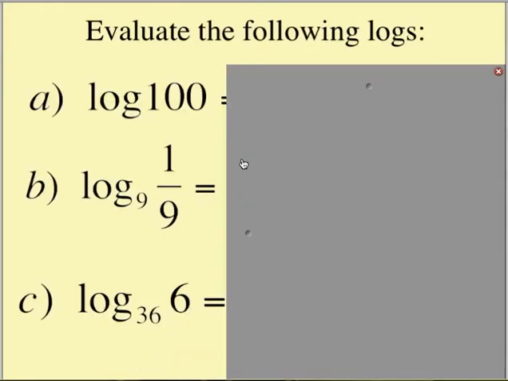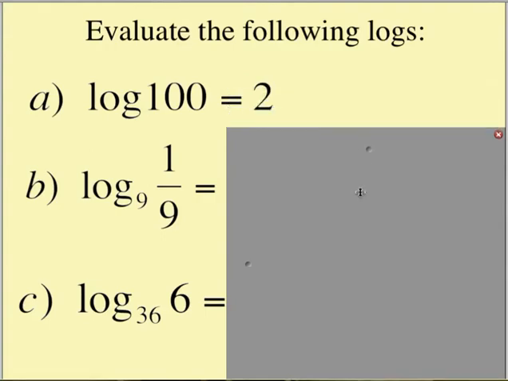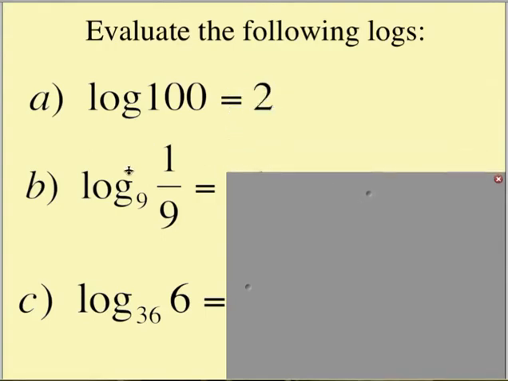So evaluate these three functions. Log base 10 of 100 equals what? Log base 9 of 1/9 equals what? And log base 36 of 6 equals what? So remember to ask yourself, when there isn't a base with a log, that's base 10. That's known as the common logarithm. That's what your calculator has. So 10 to what power is 100? The answer is 2.